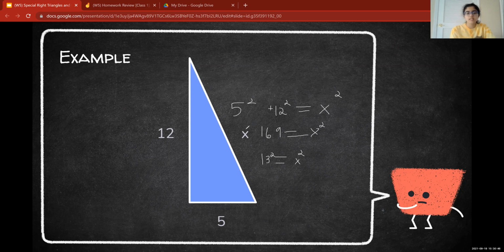So that means the x over here is equal to 13. So that would be how we would solve.